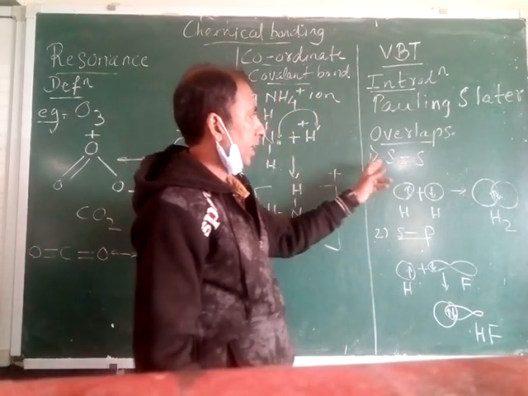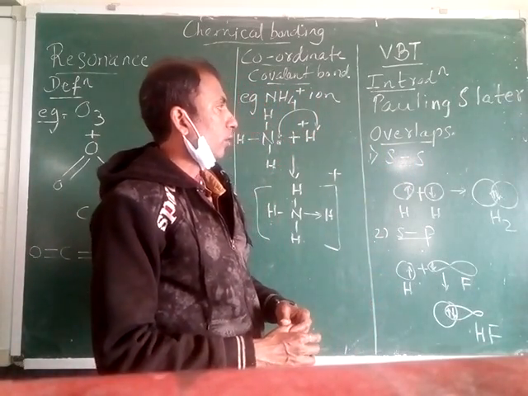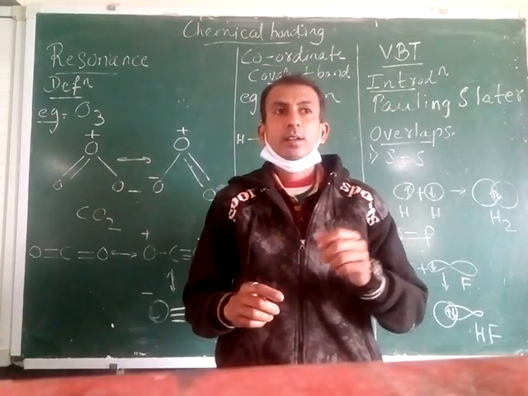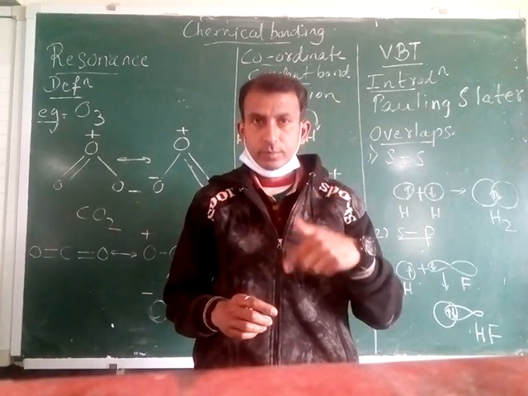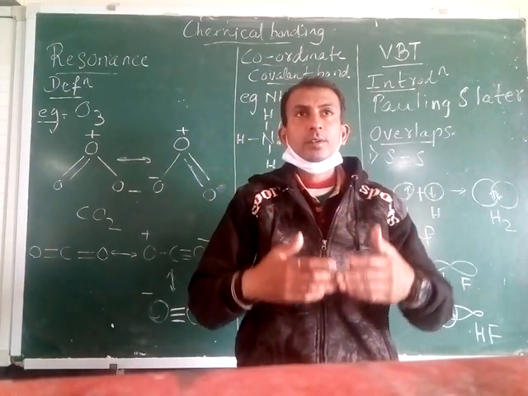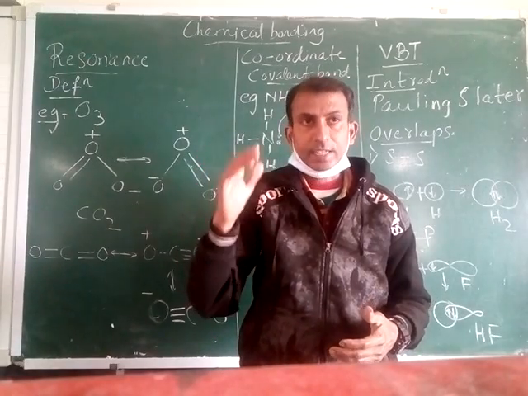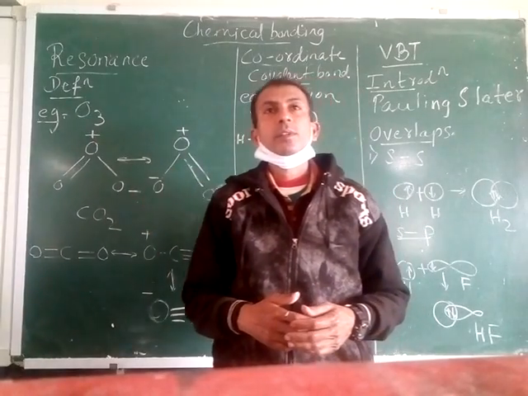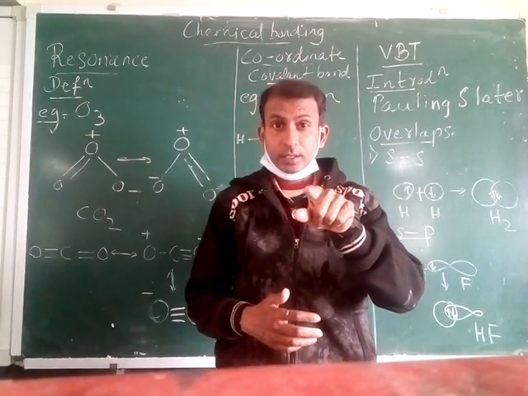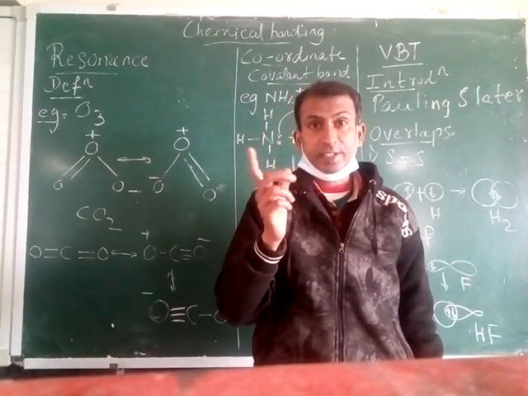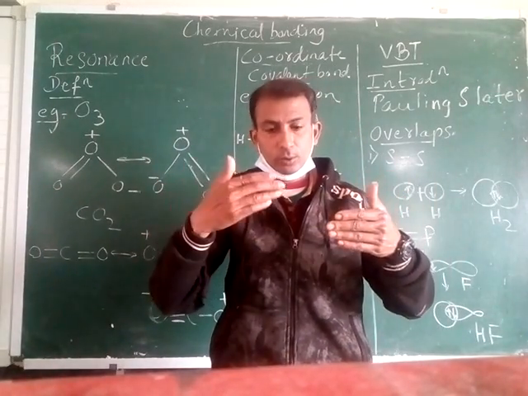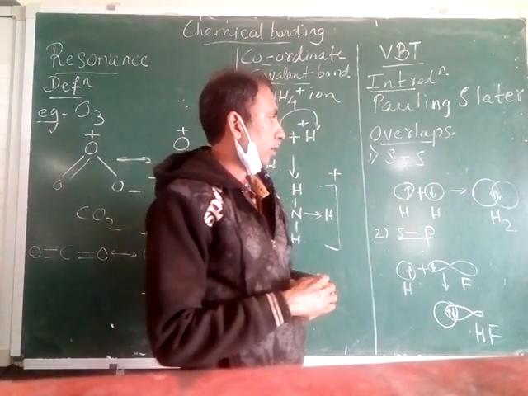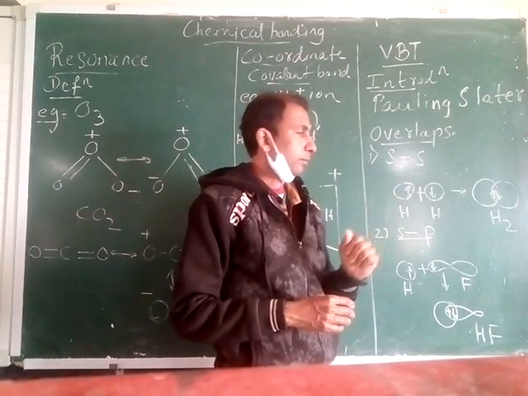In that, the first one is ss overlap. So what is the meaning of ss overlap? When one s orbital of the first atom overlaps with the s orbital of the second atom, containing unpaired electrons in the s orbital, single electrons रहने चाहिए. If one s orbital and another s orbital overlap with their single electrons, then the overlap is called ss overlap.